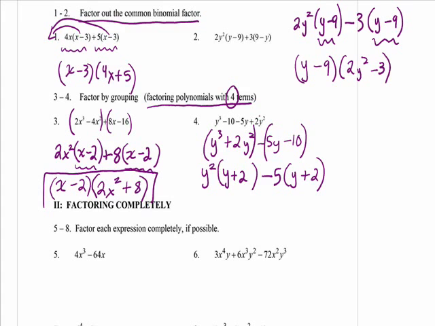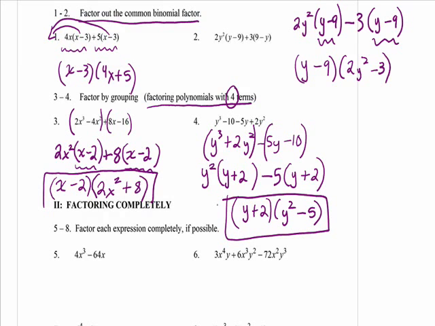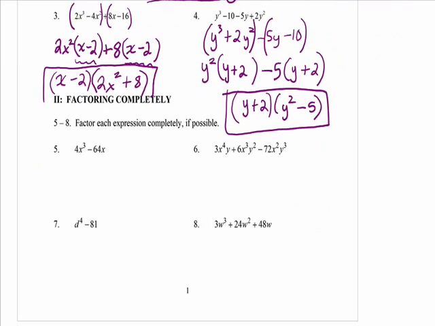All right, so now they each have a y plus 2 in common, right? So put a y plus 2 in front, and what's left over? It's the y squared minus 5. There's your answer. Fabulous. Okay. So now we have our directions changing a bit.